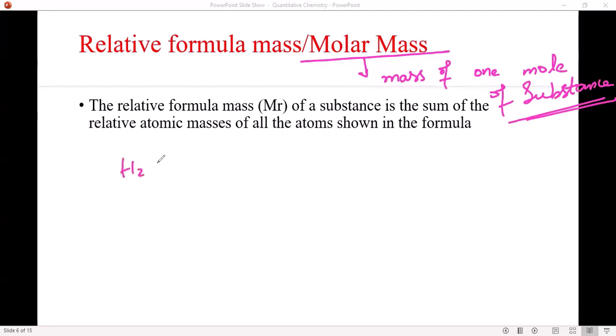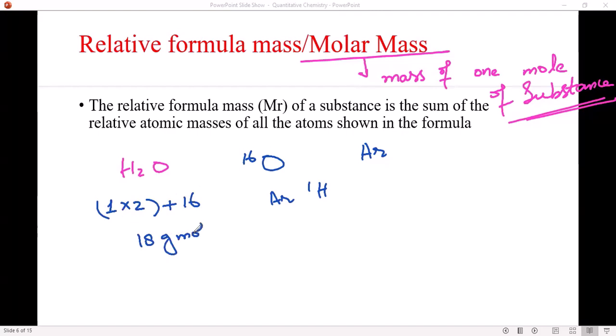For example, water. In the periodic table, you will find oxygen's relative atomic mass, Ar, is 16. For hydrogen, its Ar is 1. There is 2 times hydrogen, so we multiply by 2 and put 16 here. So this is 18 gram per mole. This is how we calculate relative formula mass.